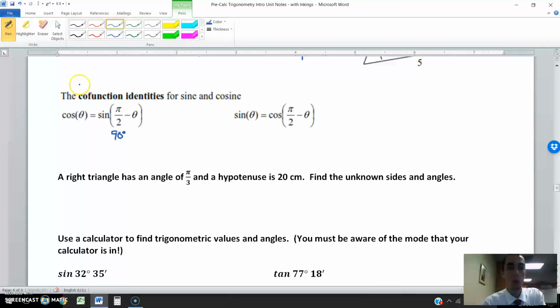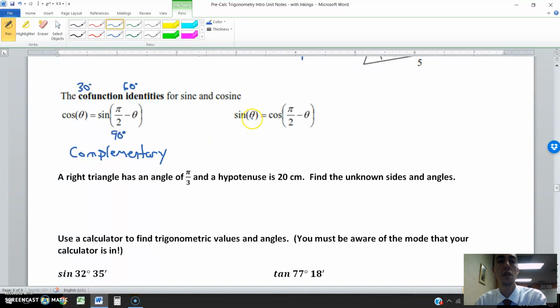In other words, suppose that our angle theta were 30 degrees. Then 90 minus 30 degrees would be 60 degrees. So what this cofunction identity is saying is that the cosine of 30 degrees equals the sine of 60 degrees. Or the cosine of 80 degrees equals the sine of 10 degrees. Essentially, this is a rule that tells us something about complementary angles, two angles that add up to 90 degrees.